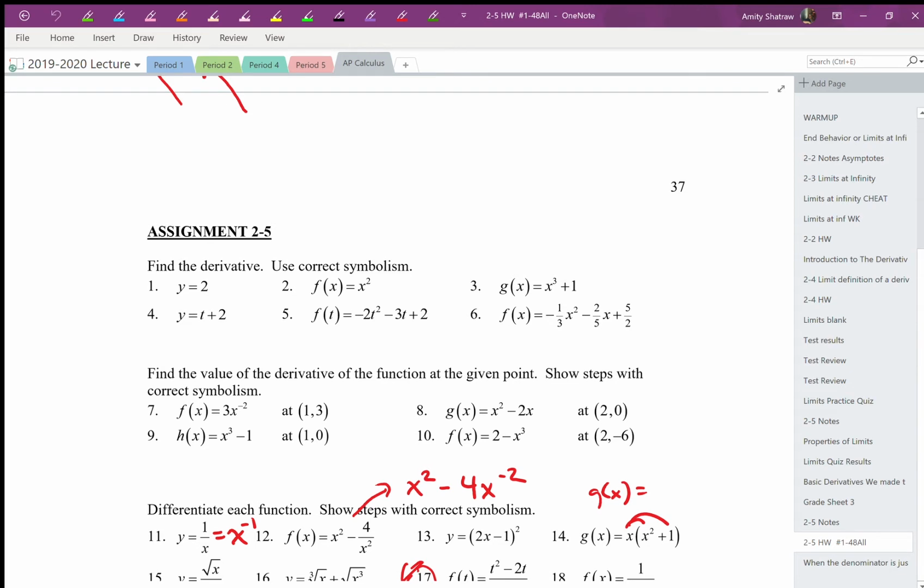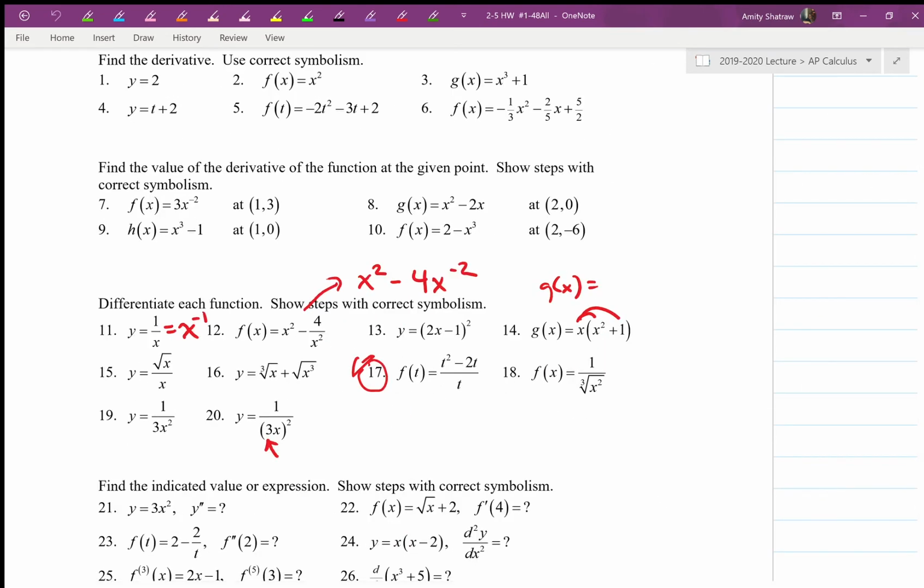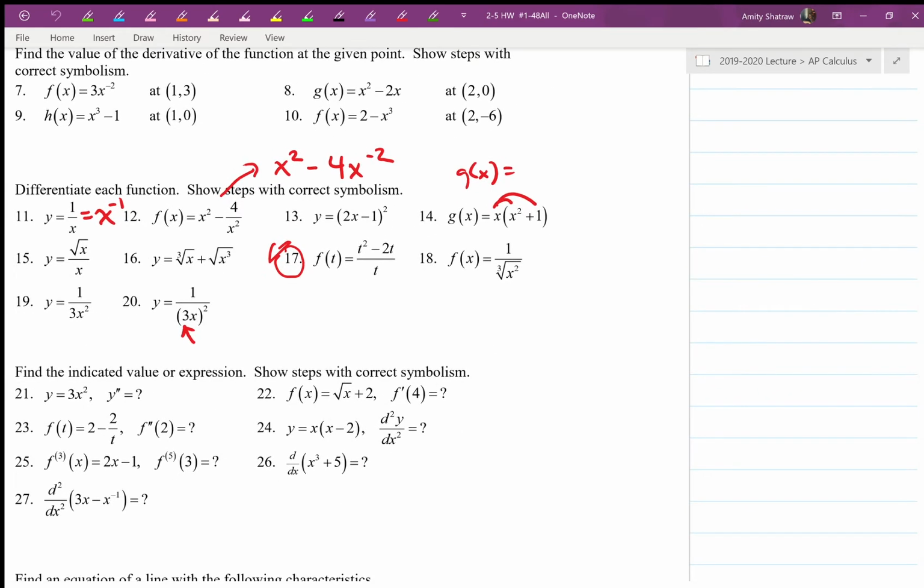So as promised, I did want to take a look at a little bit of the homework for you and see if there were any problems I could help you with. And so I'm going to say, let's take a look at number 11.